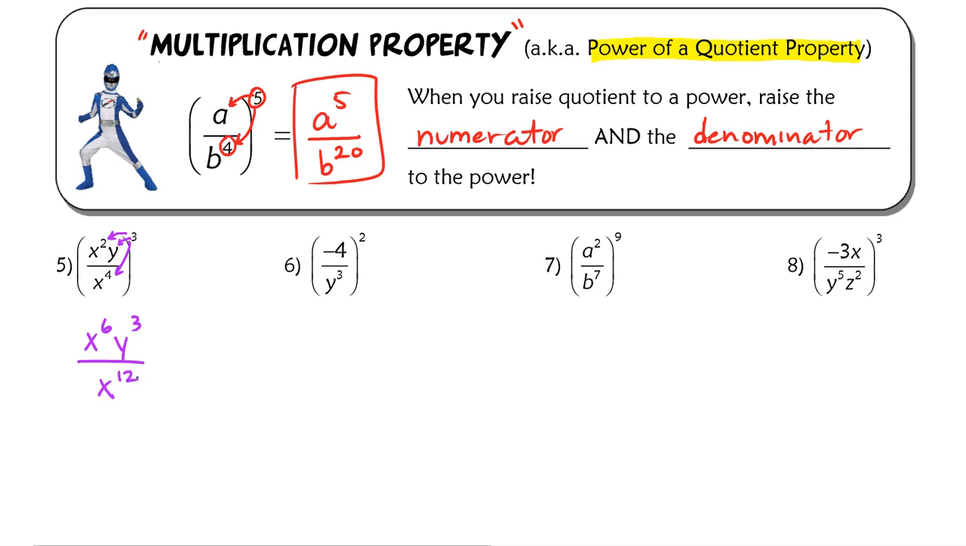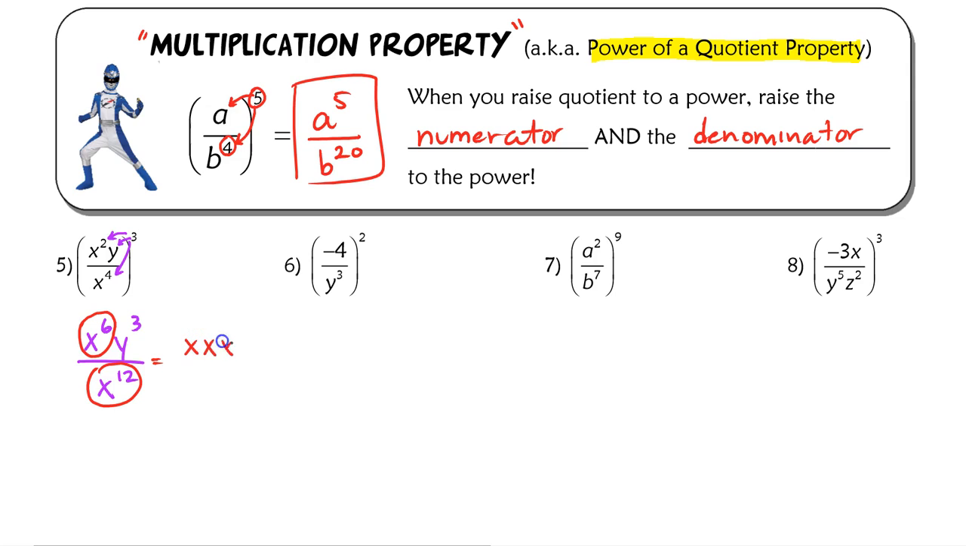Now when I look overall at this answer, I actually have an x to the 6th on top and an x to the 12th on bottom. These are powers with the same base. So what I have to do is simplify a little bit further. I'm going to use that same rule that we just talked about. This time it's going to be a little bit different because the exponent on top is smaller than the exponent below.